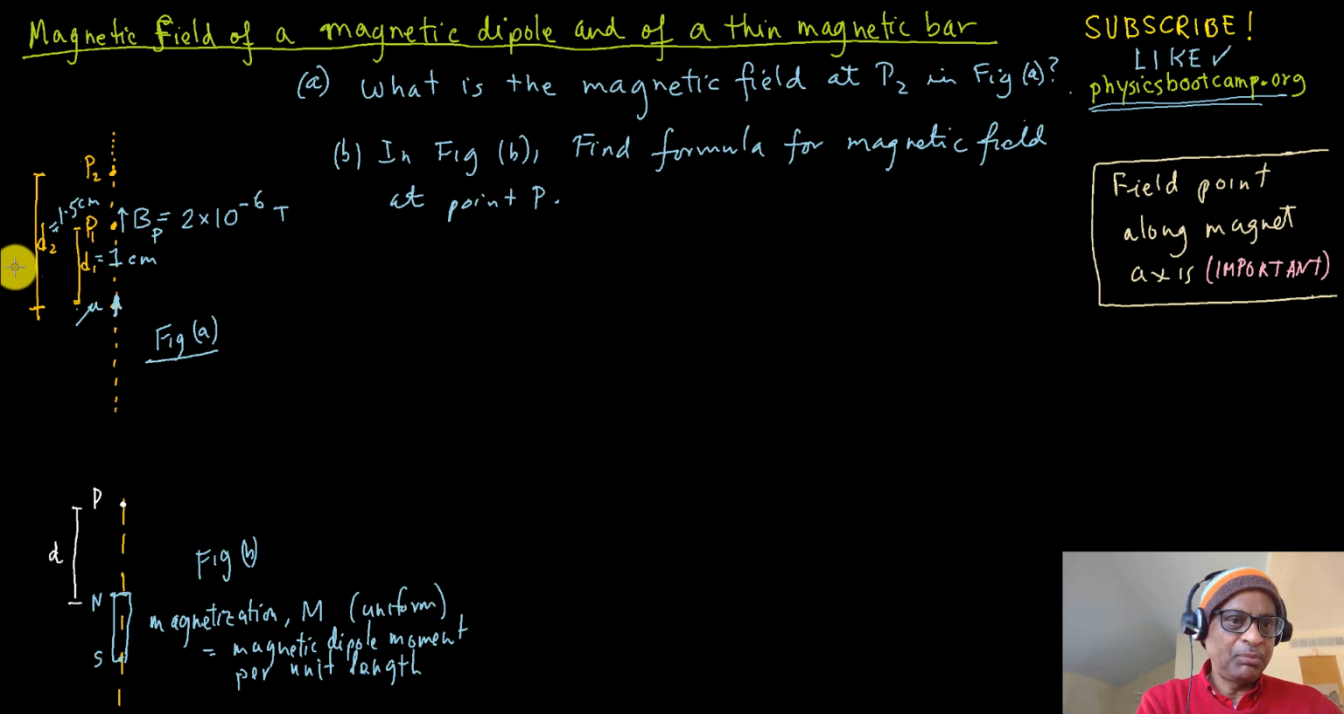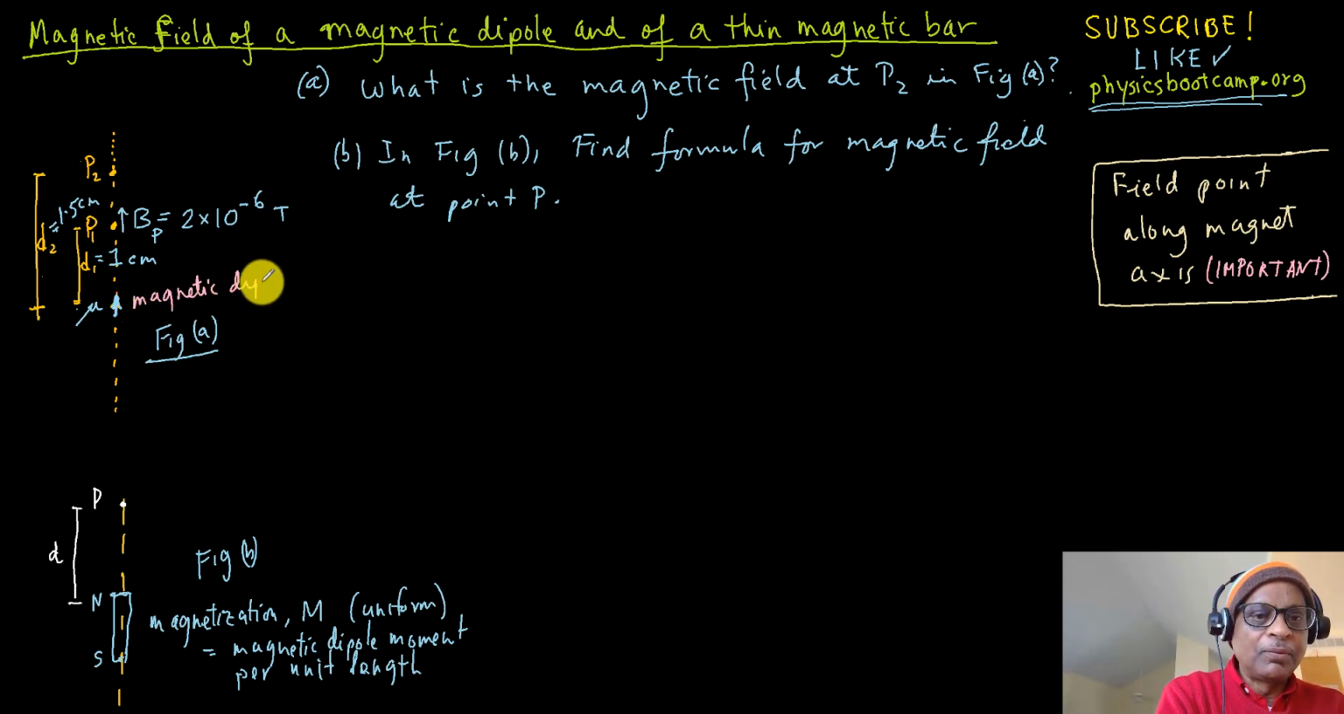In this problem, we're given a magnetic dipole that sits over here, and along the direction of the dipole, so this will be like a south pole and north pole of the dipole, there are various points. At P1, the magnetic field is given, which is 1 centimeter away from here. And P2, which is 1.5 centimeters away, we need to find what is the magnetic field.